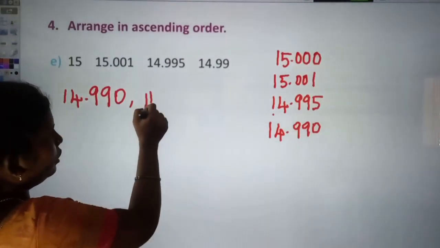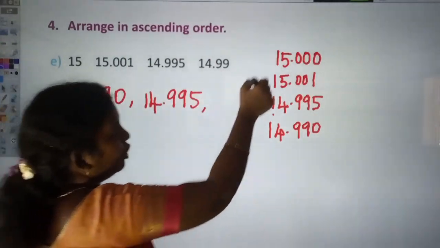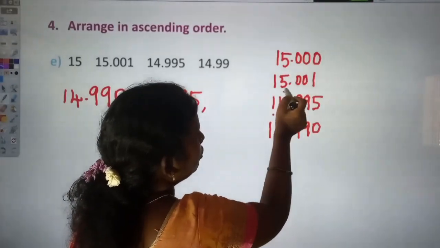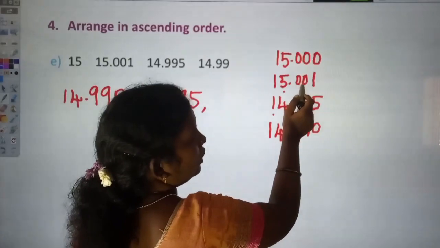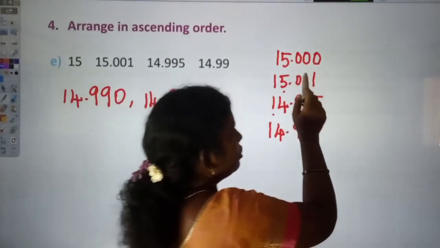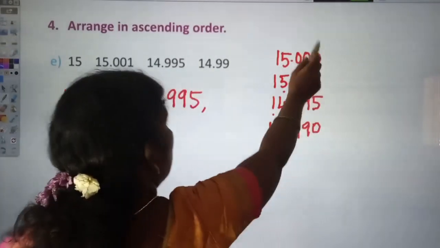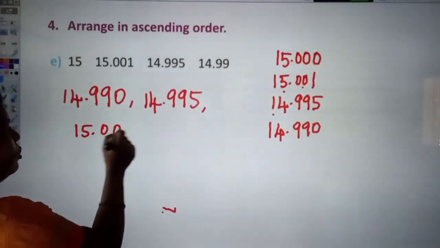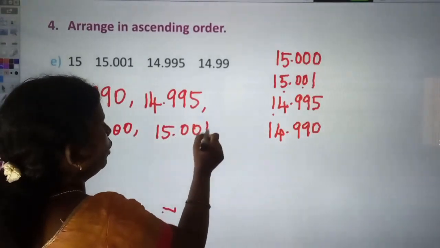Then 14.995. Then we go to these two numbers. See, the whole number parts are the same, 15 and 15. Next the tenths place, both are 0. Hundredths place, both are 0. In the thousandths place, here it is 1 and here 0. So this is the next smallest number, 15.000. Next the last one, 15.001.